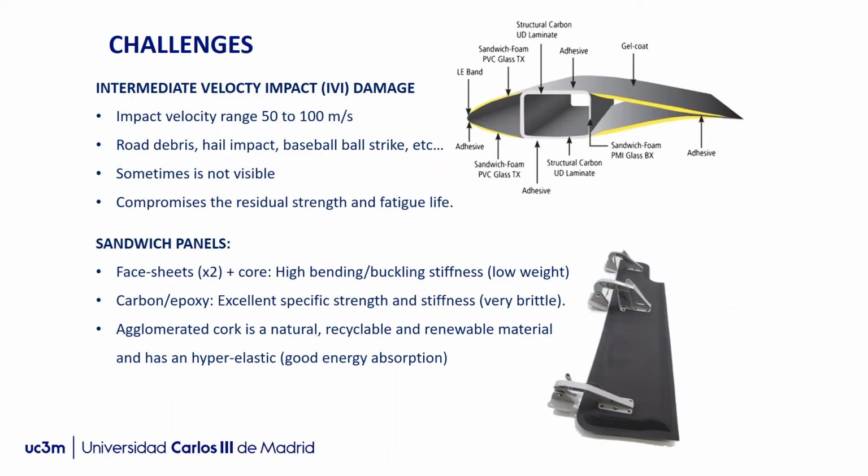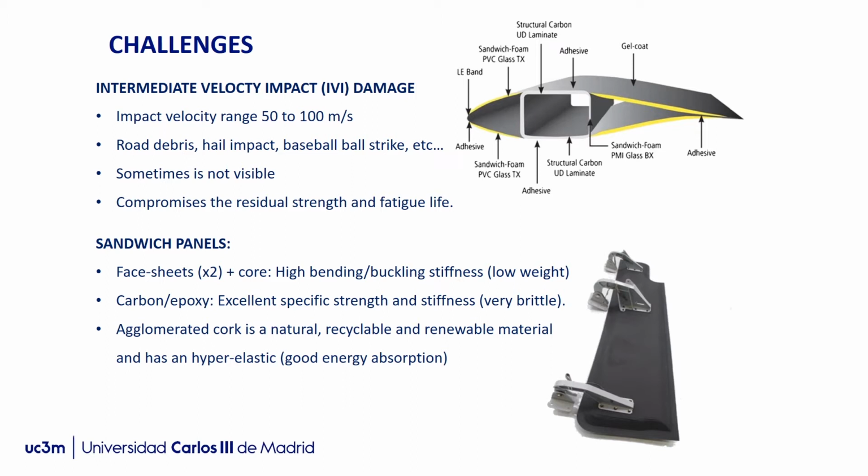Nowadays, impact damage is still an active subject of research, and in this session we will be covering a specific kind of impact called intermediate velocity impact. This kind of impact occurs at velocities between 50 to 100 meters per second and can occur due to road debris or hail impact. The damage generated is sometimes not visible and can compromise residual strength and the fatigue life of the structure.